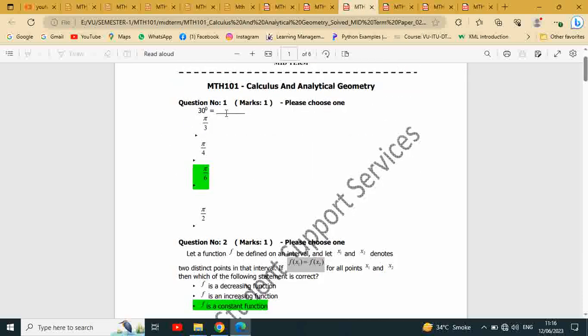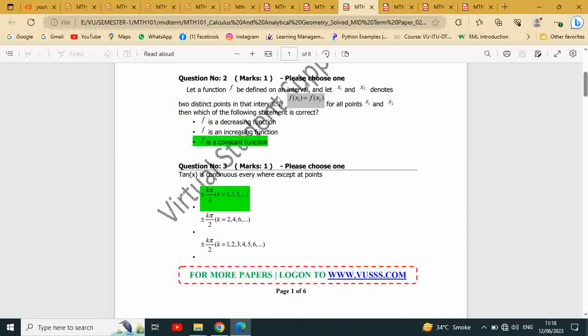First question: please choose one. 30 degrees is equal to pi by 6. Let a function f be defined on an interval, and x1 and x2 denote two distinct points in the interval. If f(x1) = f(x2) for all points x1, x2, then which of the following statements is correct? f is a constant function.